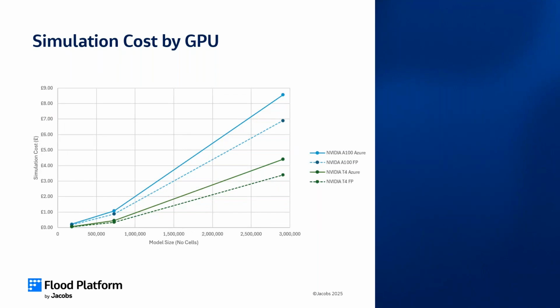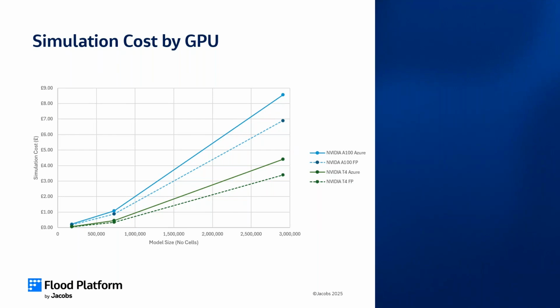Something else worth mentioning is that if you use Flood Platform to access the cloud, you've got preferential rates. So these show the costs of running these models, both the solid lines and the costs running them just using the list Azure price. If you just took out an Azure subscription, that's what we'd be paying to run these models. If you run it through Flood Platform, it costs you less. You can see there's something like a £1 difference for those very large models with the A100.